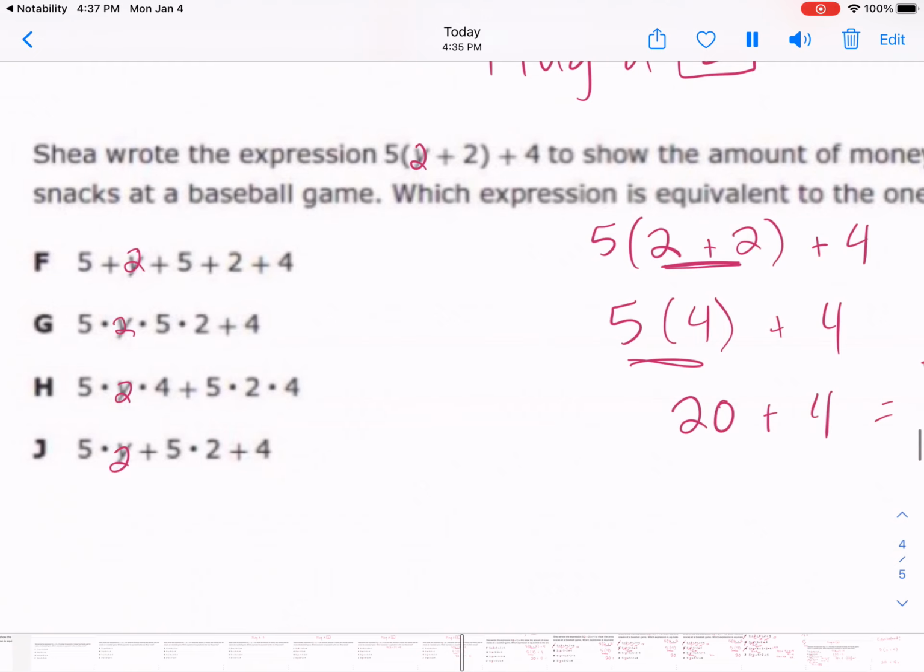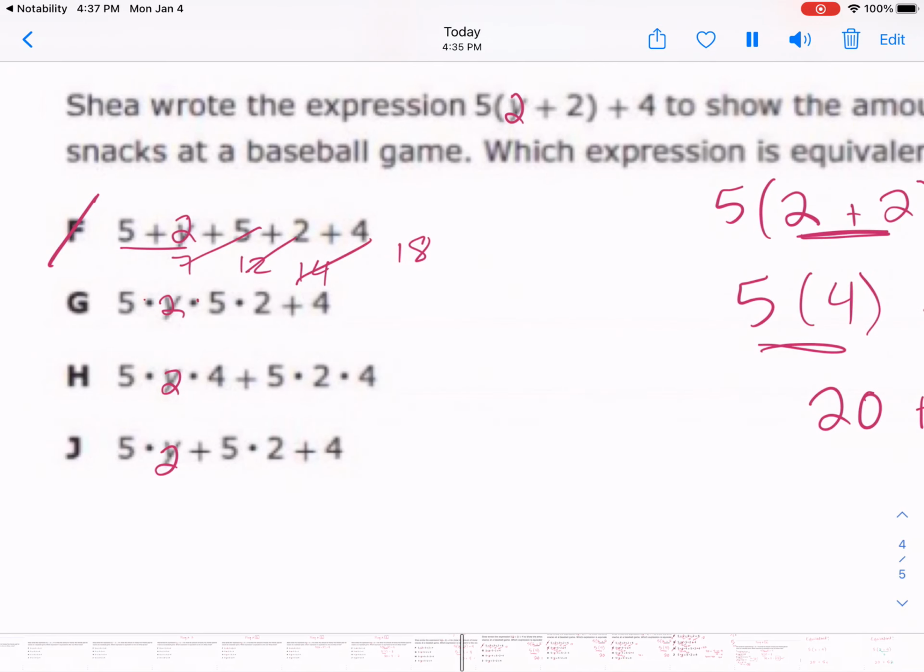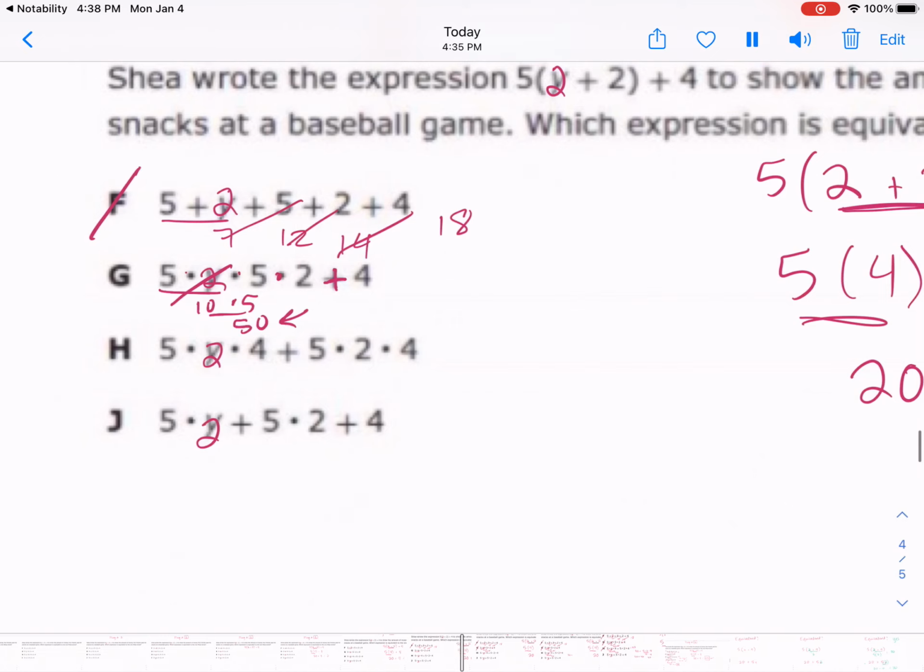So let's start with the first one. I see all addition. That means they're all the same operation, so I'm just going to add straight across. 5 plus 2 is 7, plus 5 is 12, plus 2 is 14, plus 4 is 18. So that's not 24. That can't be my answer. Let's move on. These are all multiplication first, and then I have an addition at the end, so I need to do all my multiplication first. 5 times 2 is 10, times 5 equals 50. Since this is multiplication and addition, that's going to make my number get even bigger, and since 50 is already way more than 24, it cannot be my answer.